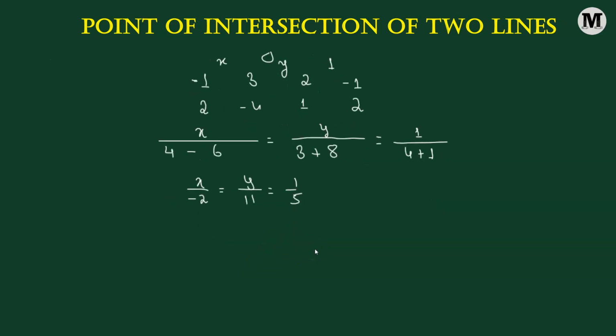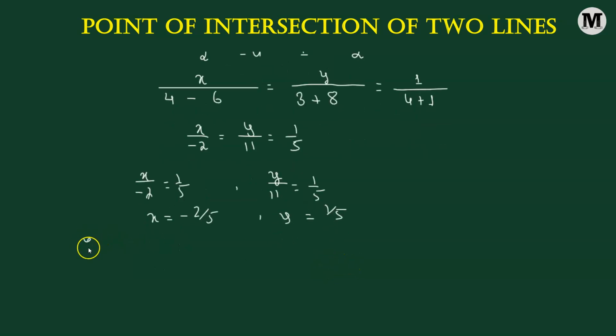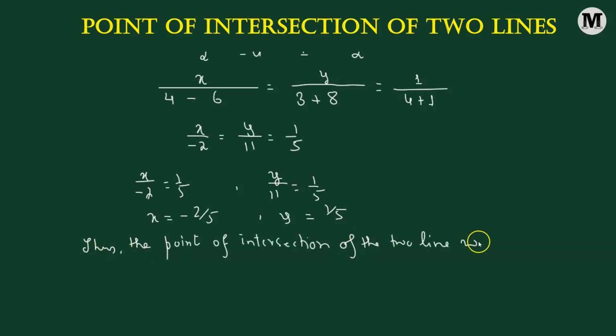Finally, we can consider x over -2 to be equal to 1 over 5, or we can consider y over 11 to be equal to 1 over 5. Cross multiplying and solving for x, we get x equals -2 over 5, and y comes out to be equal to 11 over 5. Thus the point of intersection of the two lines will be at -2 over 5, that's the x coordinate, and the y coordinate, that's 11 over 5. So that is the final value.